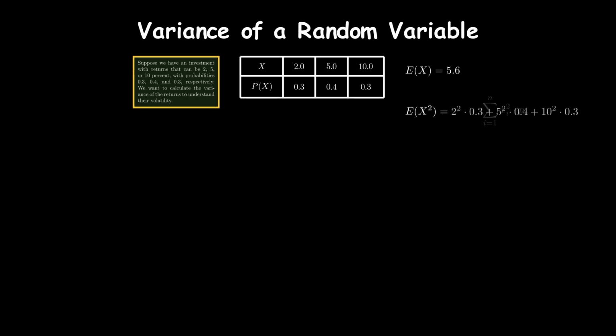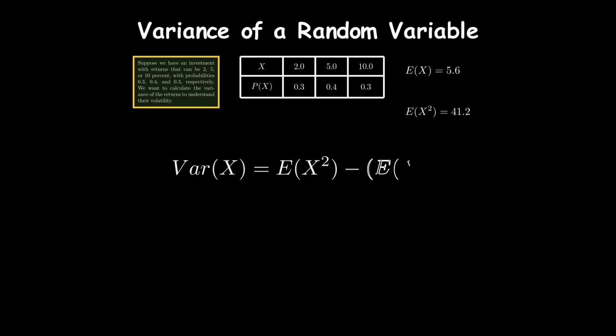Substituting the values of the random variable and their respective probabilities, we get the expected value of the square of the random variable X as 41.2. Finally, we have everything we need to calculate the variance of the random variable X. We can substitute the values we just calculated to get the variance of the random variable X as 9.84.